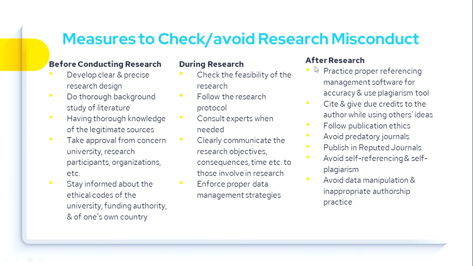And then after research, you can practice proper referencing management software for accuracy, and you can even use plagiarism tools, and cite and give due credit to the author while using others' ideas, and then follow publication ethics, avoid the predatory journals, publish in reputed journals. For example, in India we have UGC CARE list journals and Scopus journals. You can follow them, and it keeps on changing every year, so you have to check every year. And then next is avoid self-referencing and self-plagiarism, avoid data manipulation and inappropriate authorship practices.